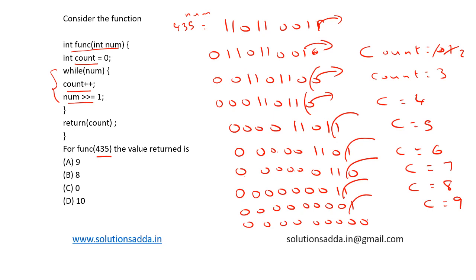Now this loop is not satisfying the condition because we will get while of 0. So this loop is not satisfied and we are returning the value of count. Count is actually 9 here. So the correct answer is option A 9. This actually counts the number of bits in the binary representation of a number. So we have 1, 2, 3, 4, 5, 6, 7, 8, 9 bits in the binary representation of 435. So this function is actually calculating that and the correct answer is option A 9.